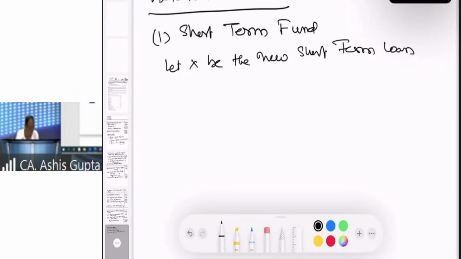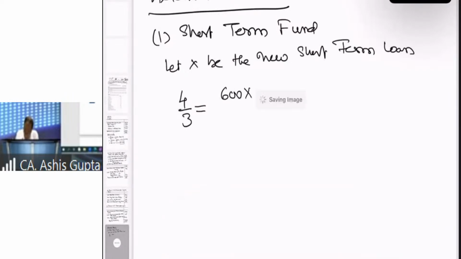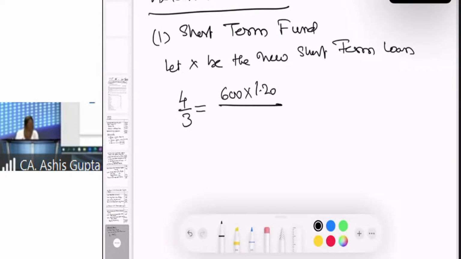Accordingly, the condition given: this is our sales, this is our current liabilities, and this is new.